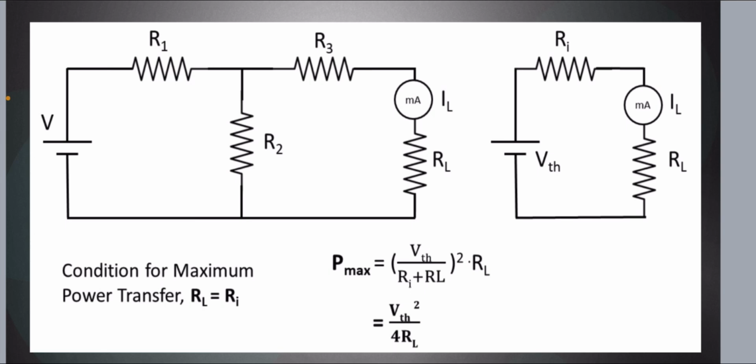And the condition for maximum power transfer is RL must be equal to Ri. And the formula for maximum power transfer is: power maximum transfer equals V Thevenin divided by Ri plus RL, whole square, into RL. That gives the ratio that equals V Thevenin square by 4 RL.